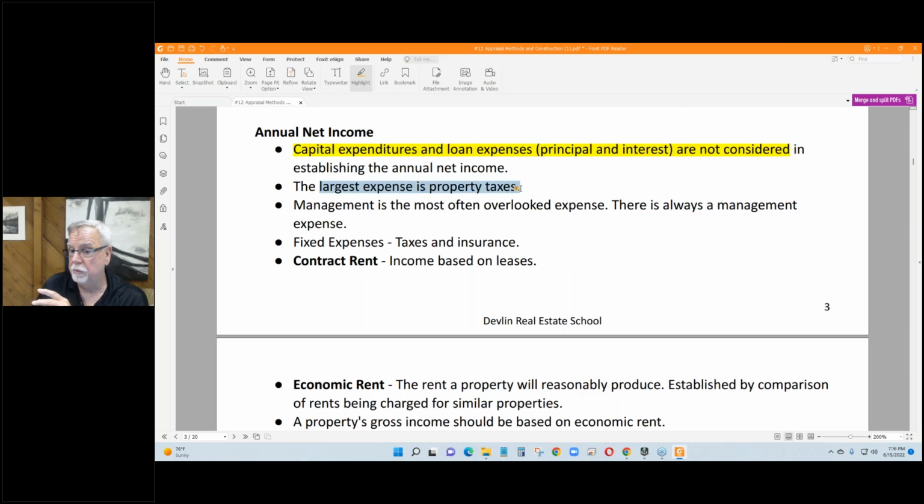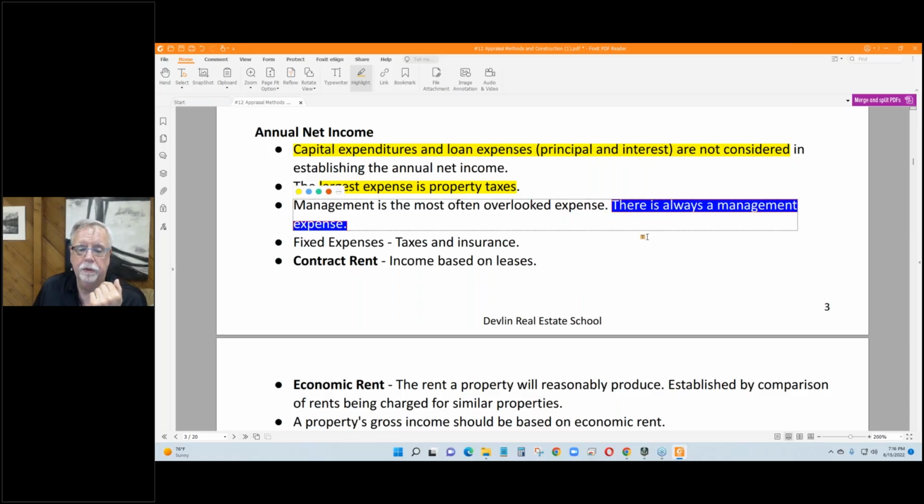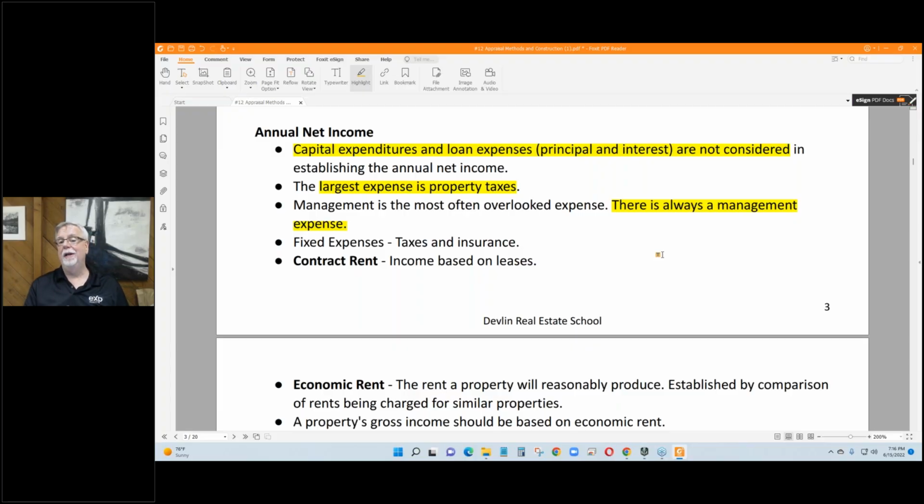The largest expense is always property taxes. Management is overlooked. There is always a management expense. Oh, wait a second. What if I manage it myself? If I manage it myself, then there's no management expense. Well, yeah, there still is, because there's lost opportunity, assuming I could get a job from somebody else and they would pay me something, right? So my time does have an expense. And so what we would ask is, if you had to pay somebody to do it, what would that be? That's the management expense.